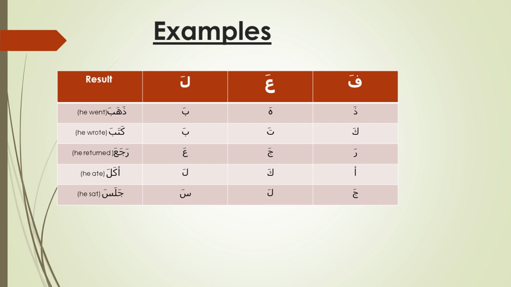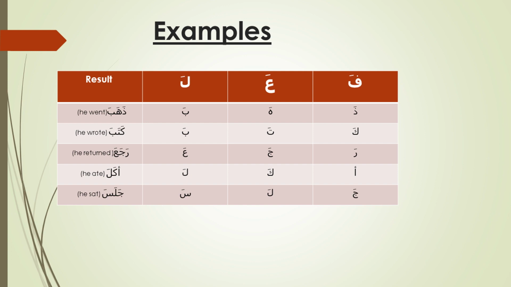Then we have another verb, kataba. Kataba means he wrote. The first means he went, I've translated them. The second one is he wrote. Okay? So if I ask, the fa is being represented by which letter? We'll say the kaf. Then the ta is under the ayn, and the ba is under the lam. Fa'ala.